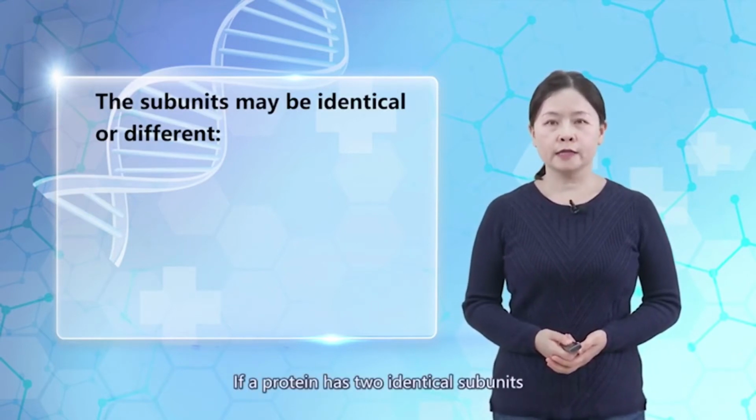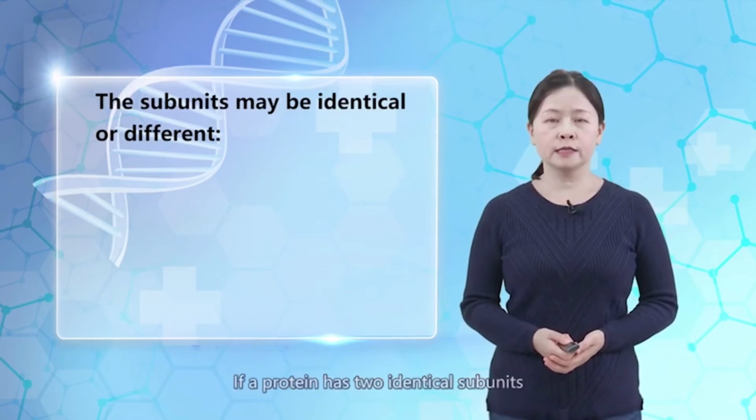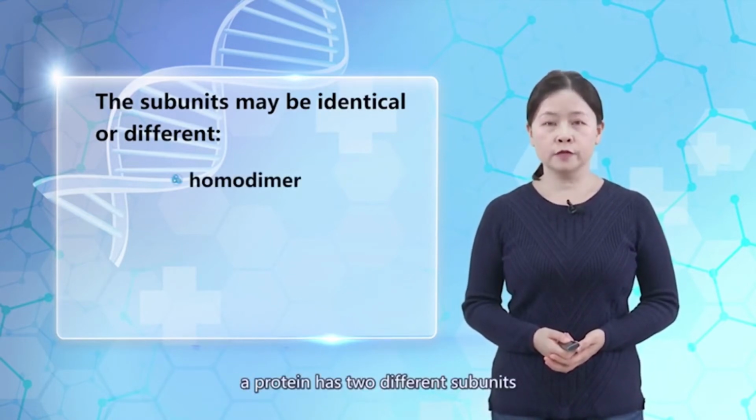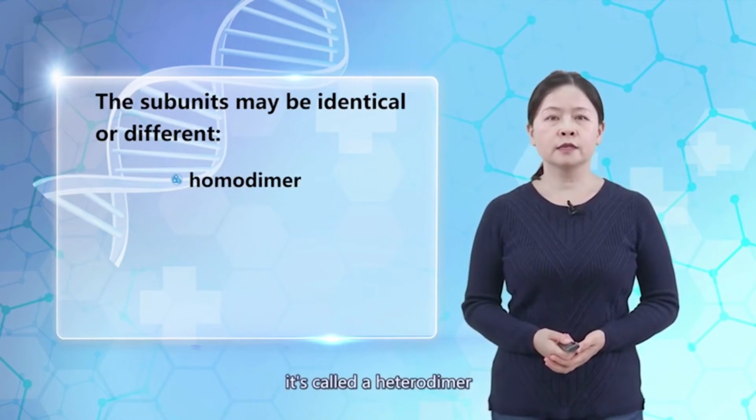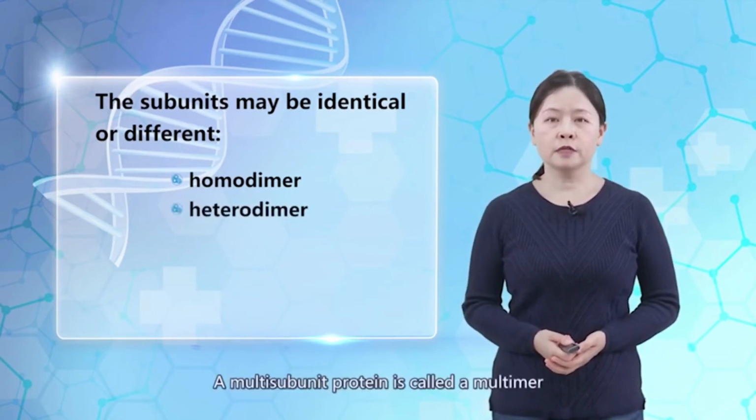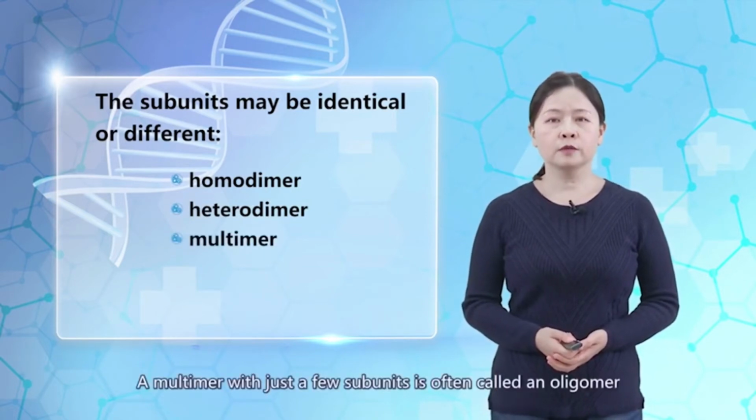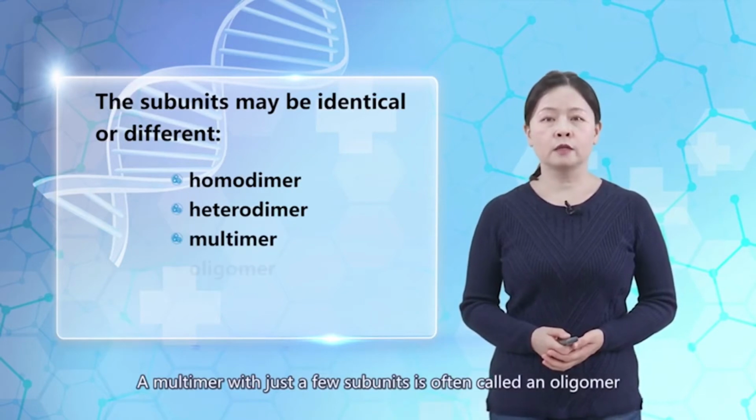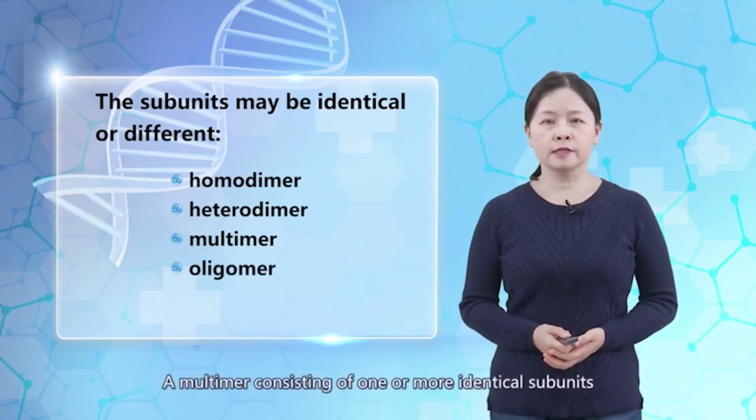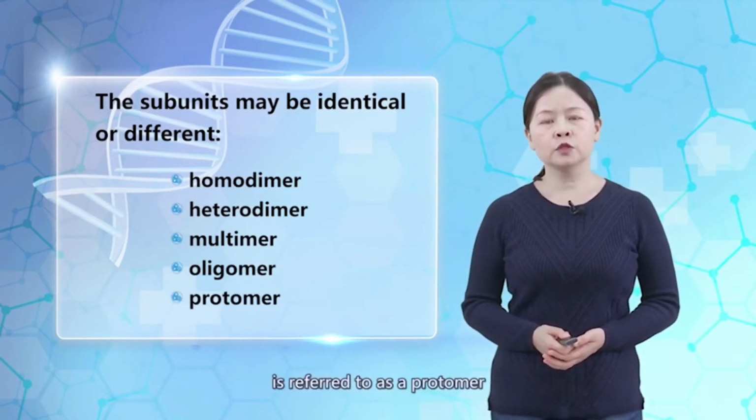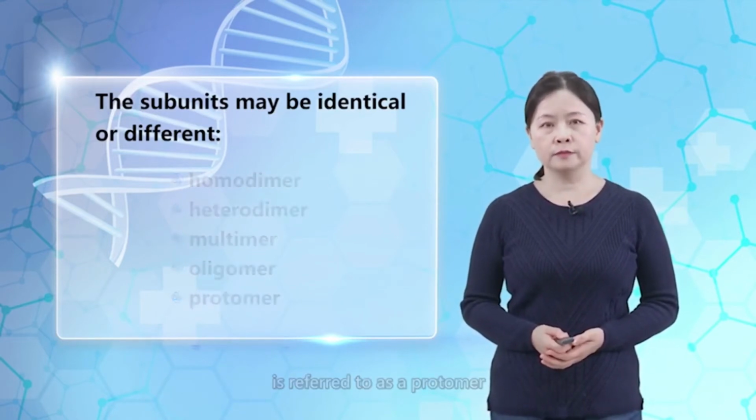If a protein has two identical subunits, it's called a homodimer. A protein with two different subunits is called a heterodimer. A multi-subunit protein is called a multimer. A multimer with just a few subunits is often called an oligomer. A multimer consisting of one or more identical subunits is referred to as a protomer.